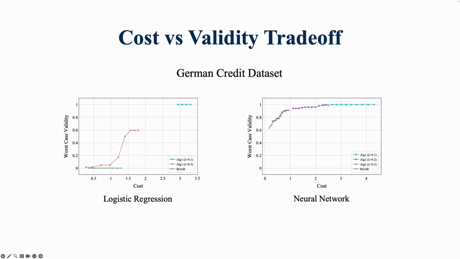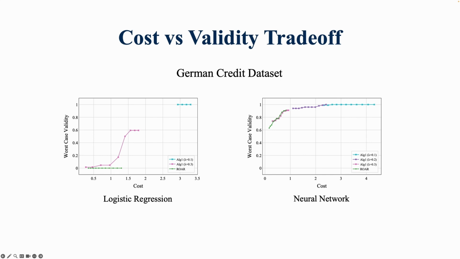Here we see the trade-off between validity and cost for our algorithm, labeled as alg1, and also for ROAR. For our method, we present results across various lambda values, while for ROAR, lambda is fixed at 0.1, since varying it further doesn't significantly impact its outcomes.